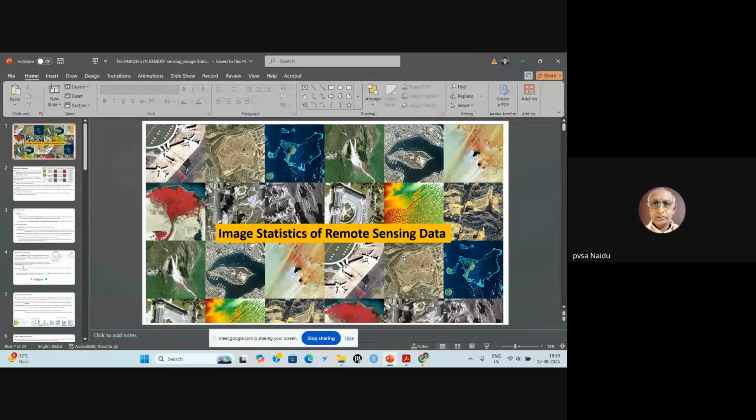Yes, sir. Okay. So today the topic is image statistics of remote sensing. In this, there are different types of statistical information and data, and generally in remote sensing we use the pixel and the different matrix level.